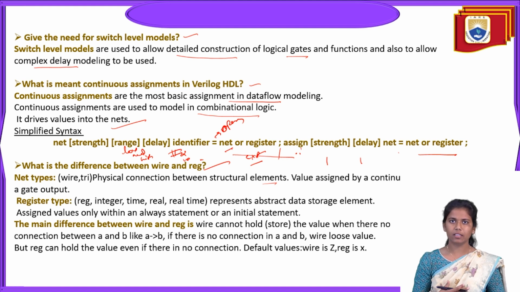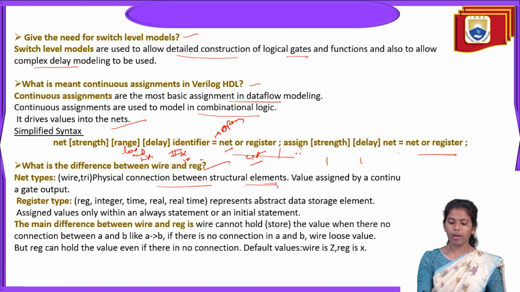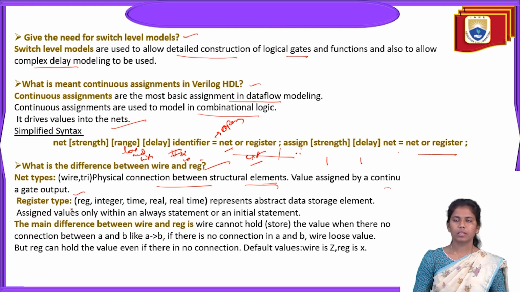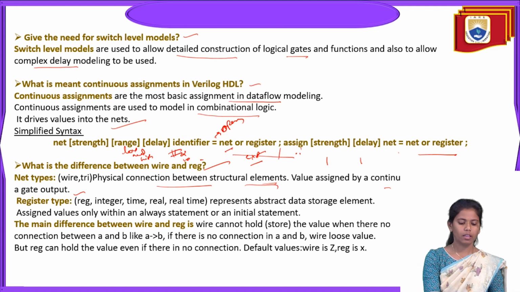Okay, they connect. For complex designs, we go with tri, and for simple things, we go with wire. So they are the physical connections between the structural elements, and the value is assigned by continuous assignments or a gate output. So here the value is assigned by the continuous assignments or the gate output.